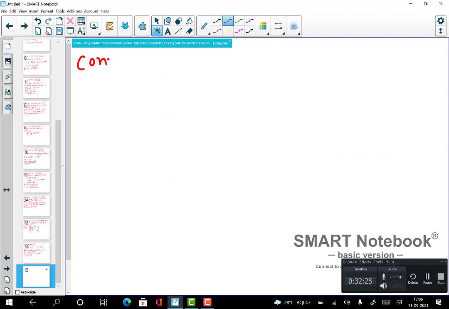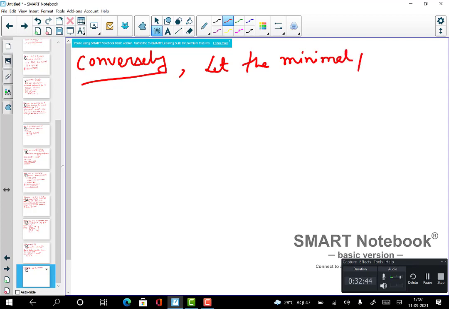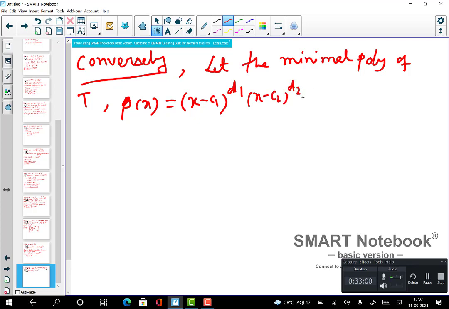Conversely, the converse part is what? Conversely, we assume that the minimal polynomial is of this form, right? Let the minimal polynomial of T be p(x), of this form: (x minus c1)^d1, (x minus c2)^d2, and so on, (x minus ck)^dk.